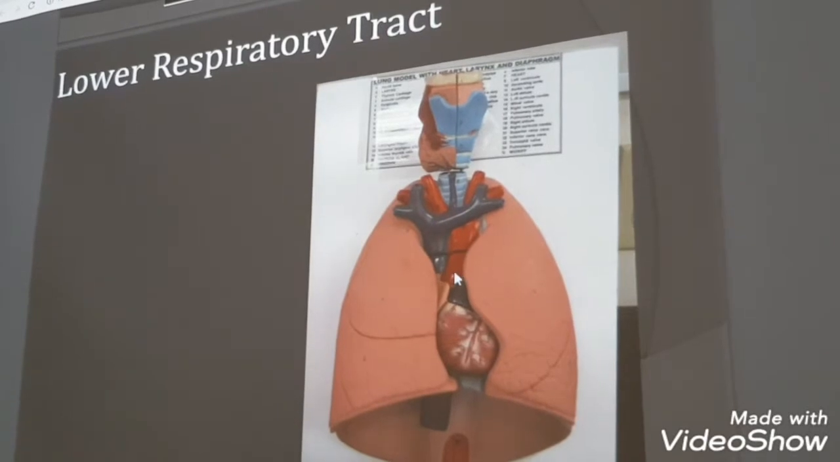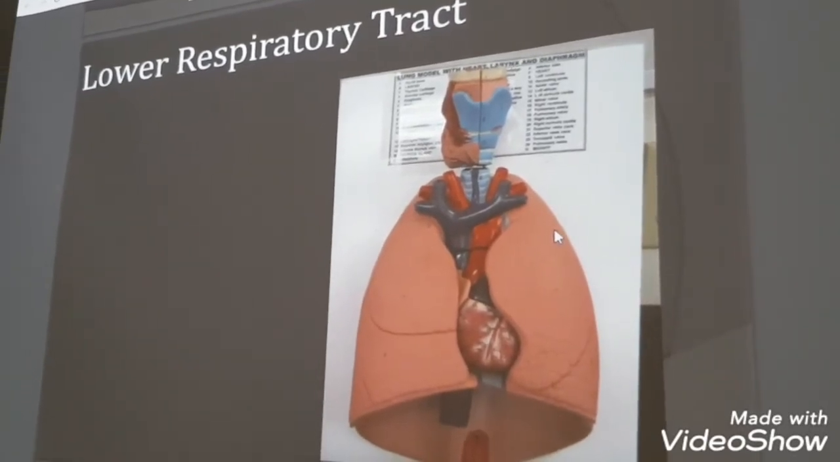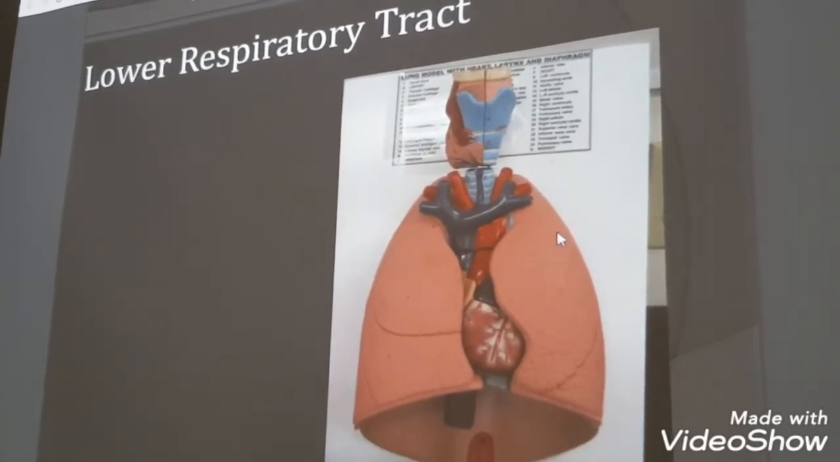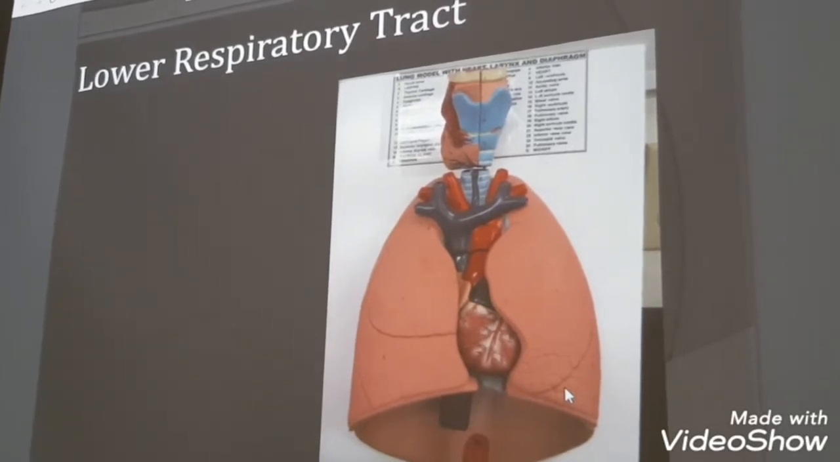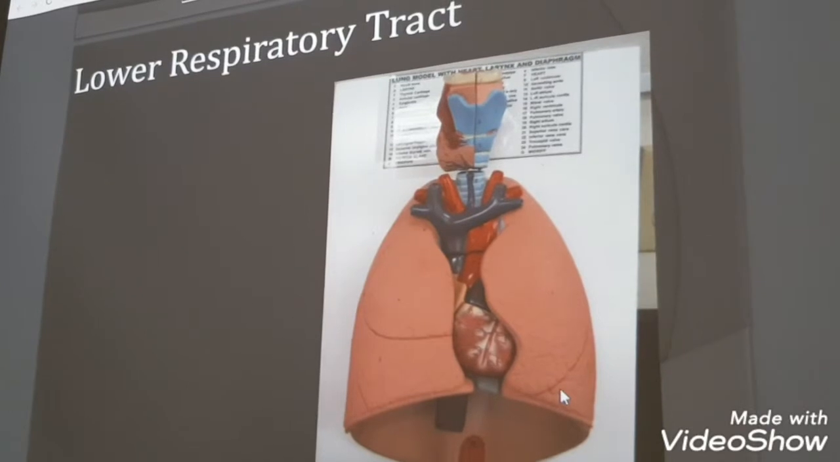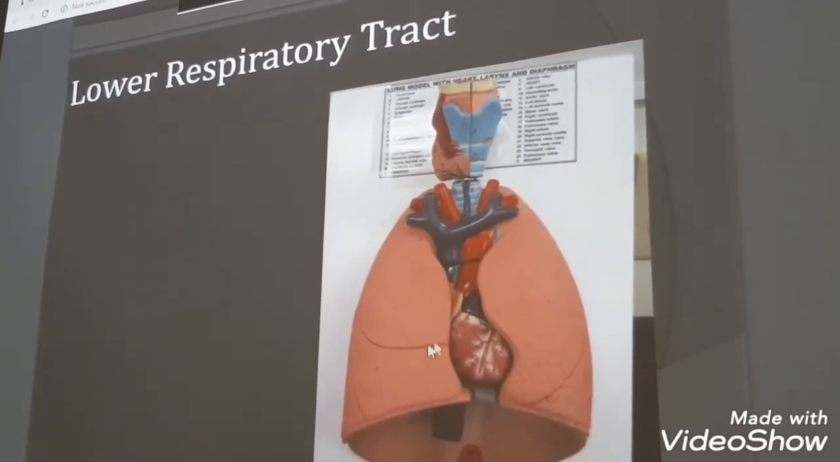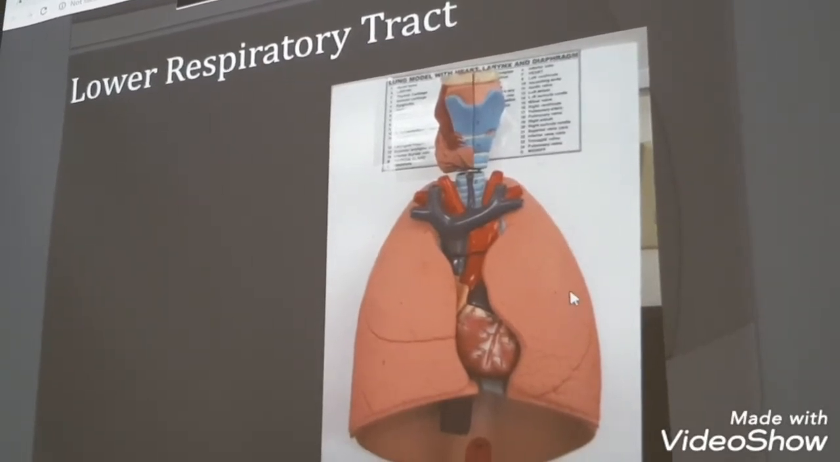All right, so the lower respiratory tract really refers to the trachea and the branches off of the trachea, to get into these units of respiration called the lungs. I want you to look at the difference between the lungs. This is the right lung, this is the left lung.